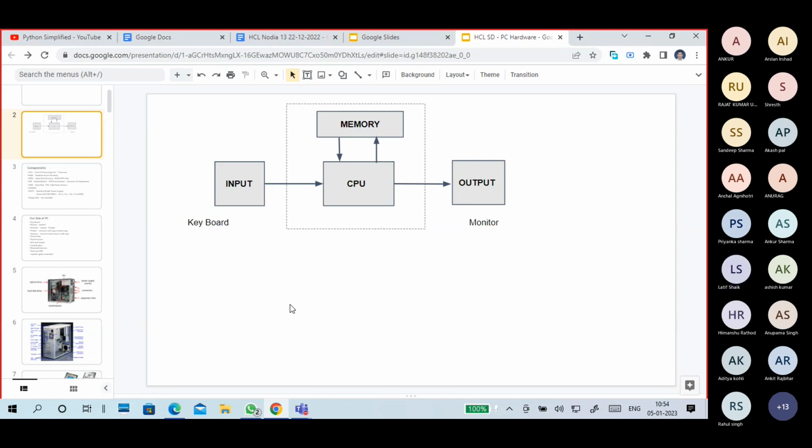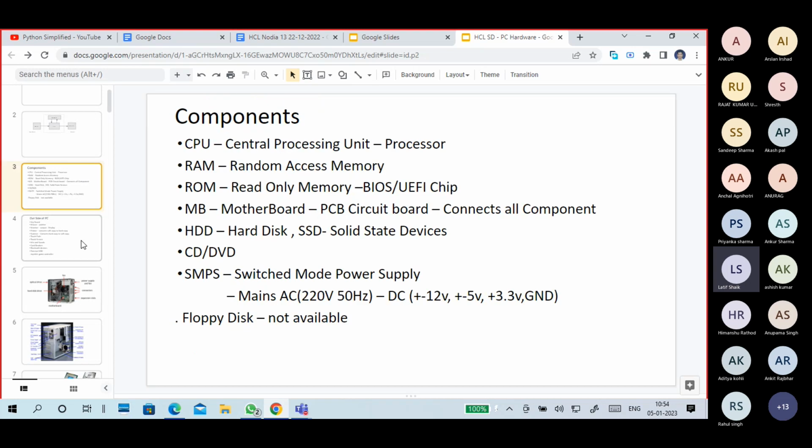We give an input from input devices like a keyboard to our processor. The processor processes it and stores data in memory, or if required, it retrieves data or instructions from memory, and gives the output on an output device like a monitor. This is the traditional block diagram. Of course, later this block diagram concept also changes. We'll see that next.